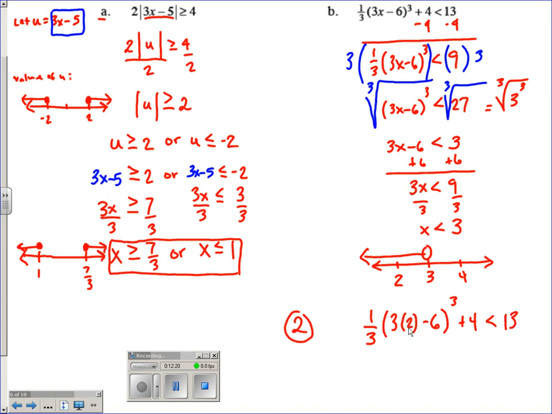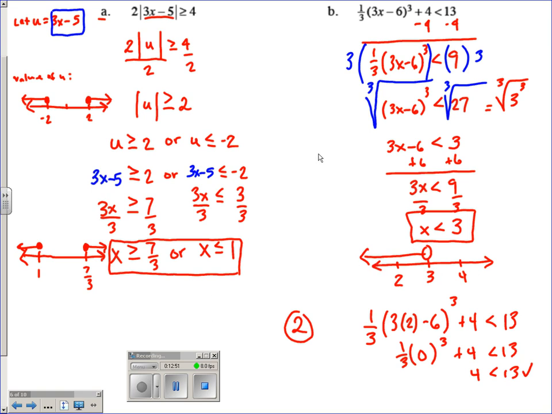3 times 2 is 6. 6 minus 6 is 0. Awesome. How convenient. Zero cubed is 0, times 1/3 is 0, plus 4 is 4. Is 4 less than 13? Yes, it is, so we know that we are correct. So our answer here is going to be x is less than 3. This is what our number line should look like.